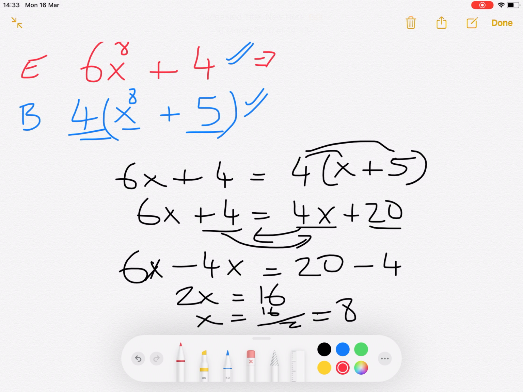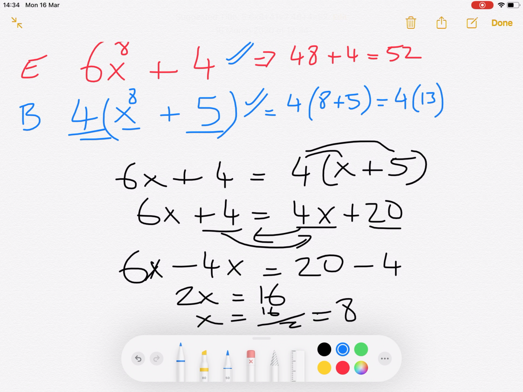I've got 6 by 8 gives me 48, plus 4 is 52. And then here I've got 4 by 8 plus 5. That becomes 4 by 13, which is 52. So they are equal to one another. You can see that we've got 52 here and 52 here, so we're happy.